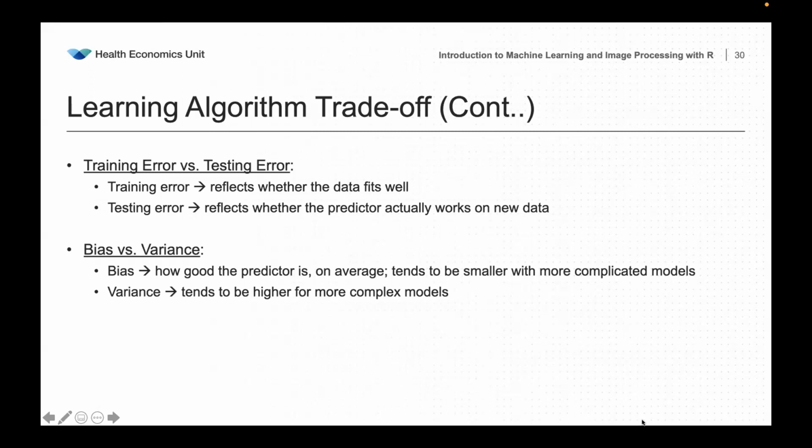And then the other problem is the variance problem. It tends to be higher for the more complex models. The more complicated model you have, the less bias problem you will have, but the more complex model you have, it also introduces variance. So there should be a trade-off: how much bias you are allowing into your model and how much variance you are allowing into your model.